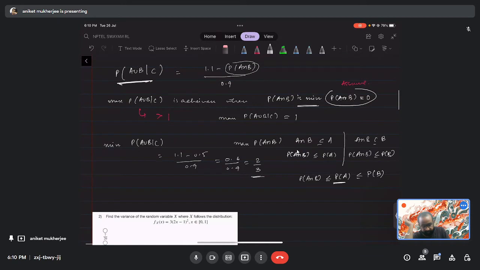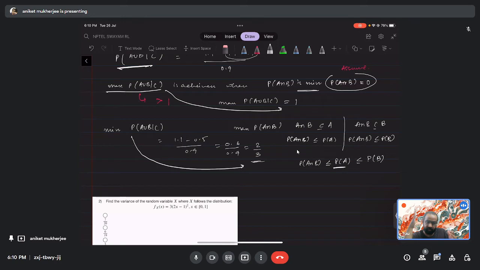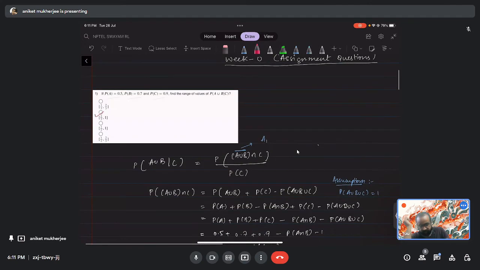So the maximum value that the probability of A union B given C can achieve is 1, and the minimum value is 2 by 3. So the probability of A union B given C belongs to the region [2/3, 1]. As you can see, it is the second option.